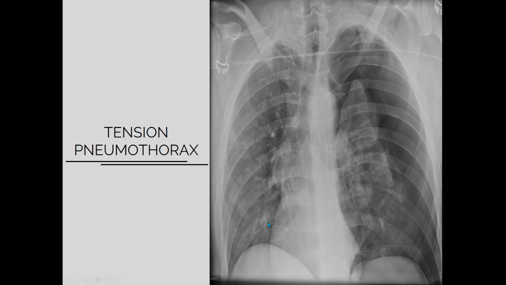And what is the view? This is basically AP view supine. And how can you say that this is AP view supine? Because you can see the scapular image here over the lung field. The other thing is why it is supine: because you cannot notice the gastric bubble. So this is basically tension pneumothorax.